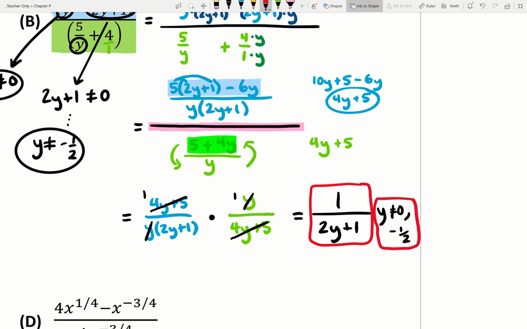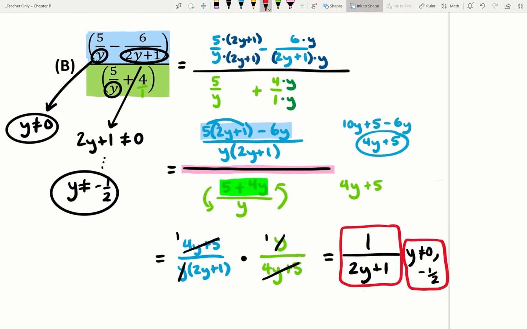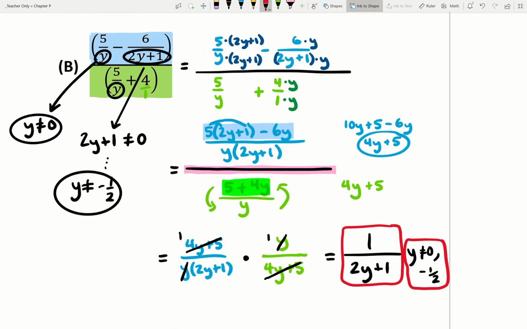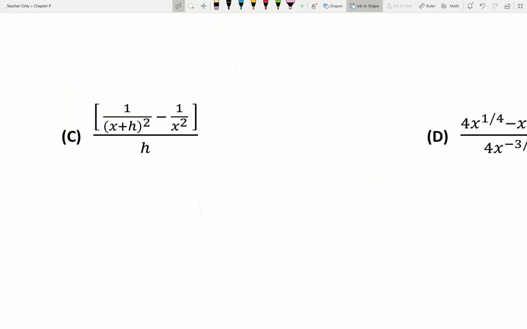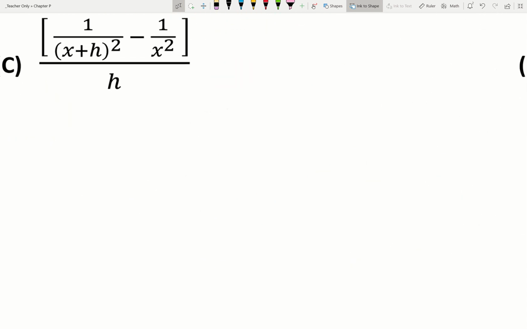So always thinking about your domain restrictions, very, very important to point out. But there we go. Straightforward example of applying the guidelines there. It is a little bit of work, but again, when you work with complex fractions, you're basically putting all the things that we've talked about in section P.5 all together at once.